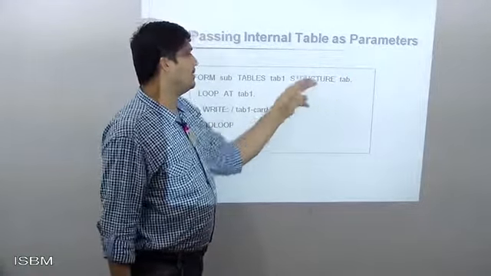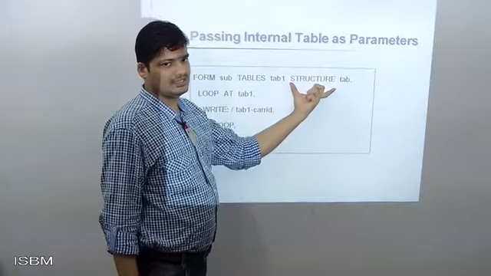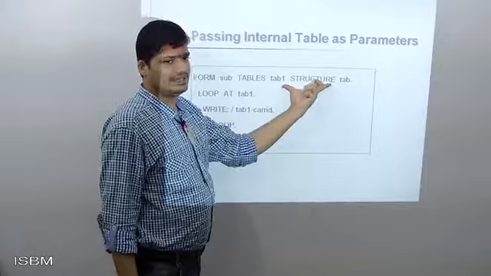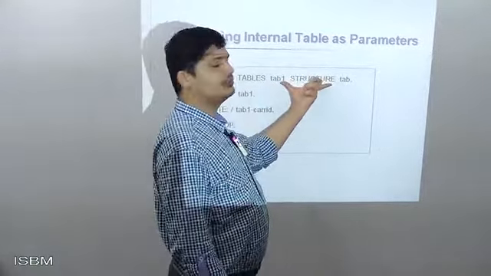So structure tab and tab 1 are both the same over here. Both fields are the same. Their data structures are the same. That's why they have taken the tab structure type. So both are the same.